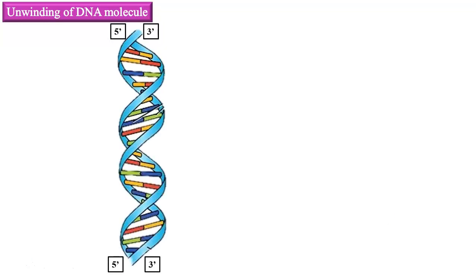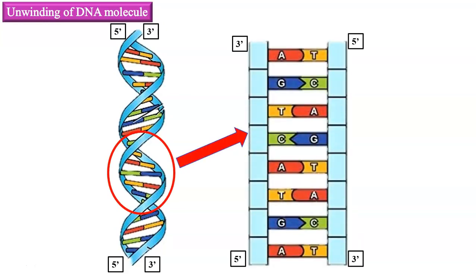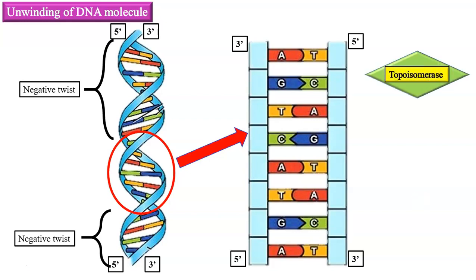And then unwinding of the DNA molecule takes place. Due to breaking of the weak hydrogen bonds by the enzyme helicase, the two strands of the DNA unwind and separate. The unwinding of the strand imposes strain or negative coiling effect on the remaining part of the DNA. But this effect is relieved or neutralized by superhelix relaxing enzyme called topoisomerase. The similar enzyme in prokaryotes is called gyrase.